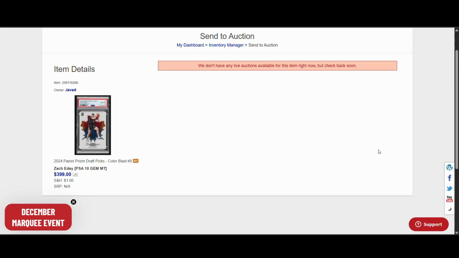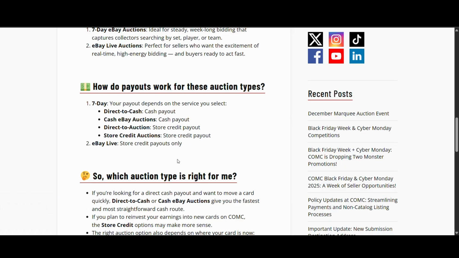And with these larger and larger fees, I've just found that the live auctions are not nearly as useful for me as they used to be, but in some contexts they could be. So those are some of the options.